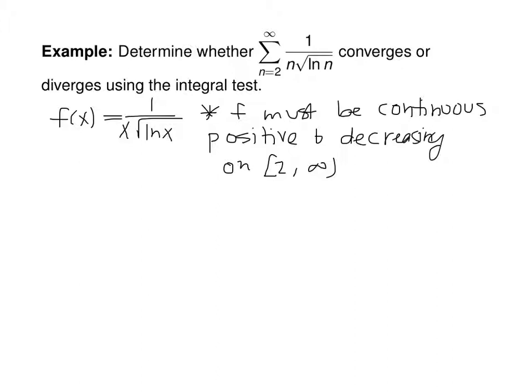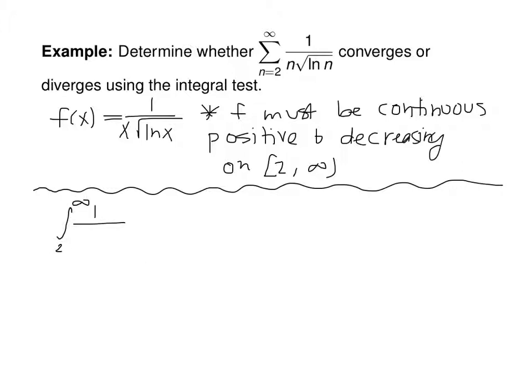So I will give you some way to show that, say graphically, or give you a derivative, but those are the conditions that must be met. And if those conditions are met, you can find the value of the integral from 2 to infinity, 1 over x root ln x dx. If this integral converges, then the series converges. And if this integral diverges, then the series diverges.